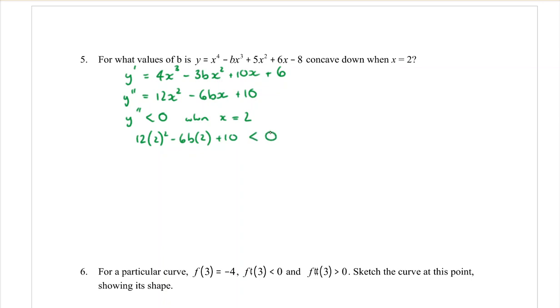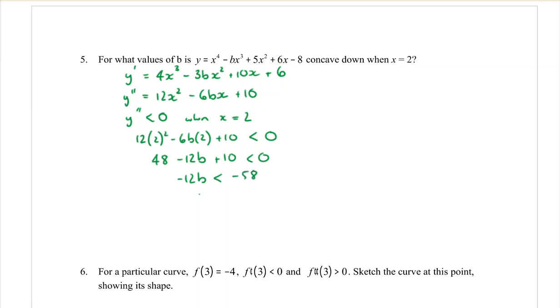All that's in there is the b and some numbers, so I want to get that b by itself. So that's 4 times 12, so that's 48. In the second term, minus 6 times 2 is minus 12b, plus 10 is less than 0. So minus 12b, 48 plus 10 is 58. So let's move it to the other side to be a negative 58.